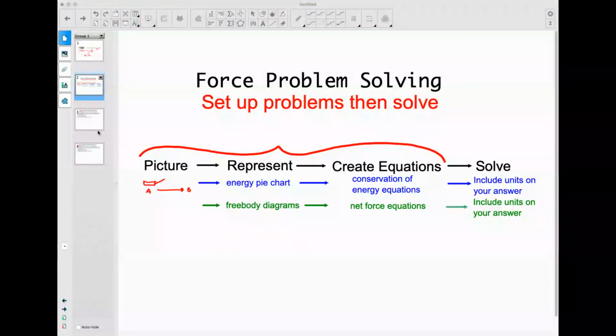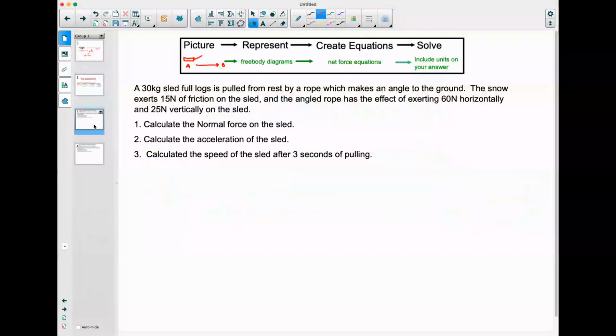All right, so let's get started by looking at a particular problem. So I have this problem here that I've created. Notice that I have this process up here. And because we're working in forces, our representation will be free body diagrams. Our equations we're going to create are called net force equations. And so let's get started.